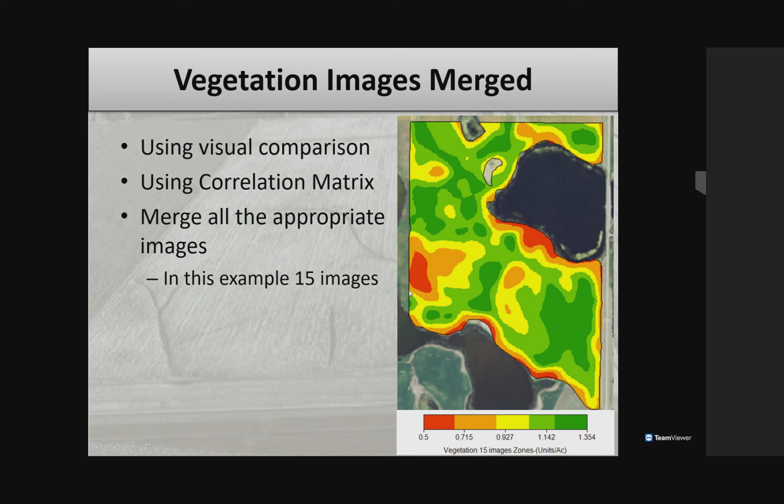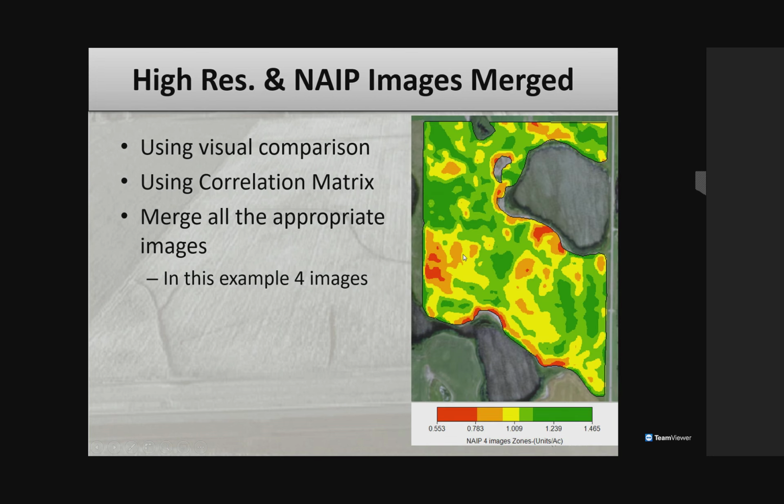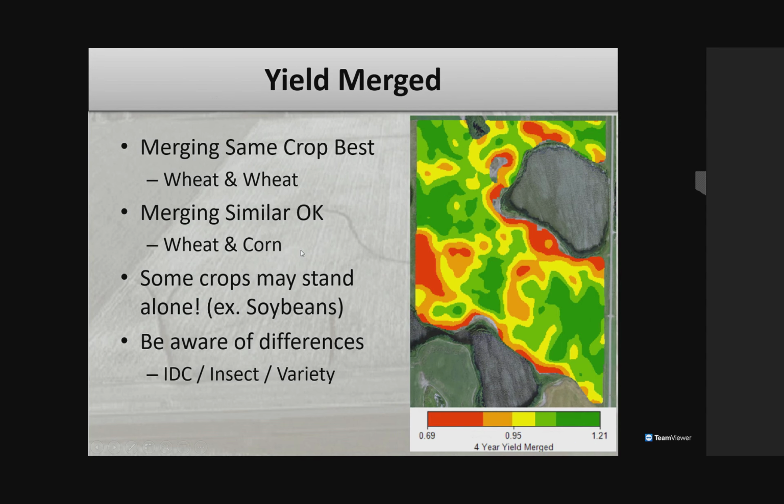So here's just a visual of the merged. Here's 15 images, over roughly 15 years actually, of images merged together for how this field would produce or look with the NDVI images merged together. I also did an assessment here using the high-resolution FSA NAIP imagery, and I merged together 4 years of FSA NAIP imagery to produce this map. Again, kind of just using some generalities of that.